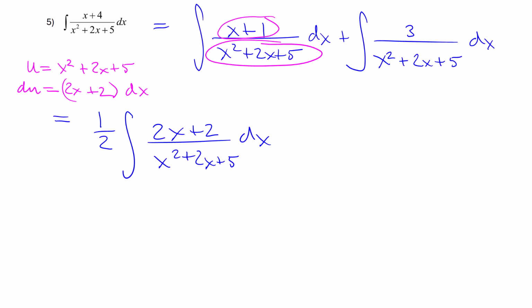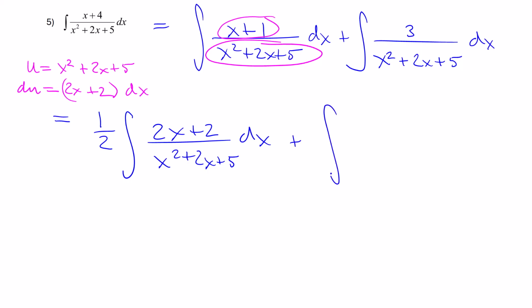With this second integral, the one that we broke off, having a 3 in the numerator and an x squared plus 2x plus 5 in the denominator, you'll notice this one isn't quite set up for a substitution either, because of the numerator being a constant and the denominator being x squared plus 2x plus 5. That wouldn't be quite a substitution.